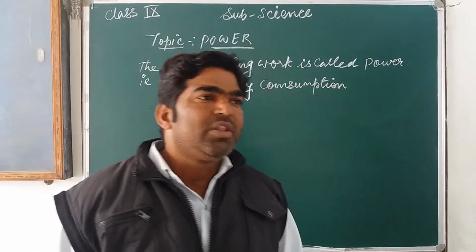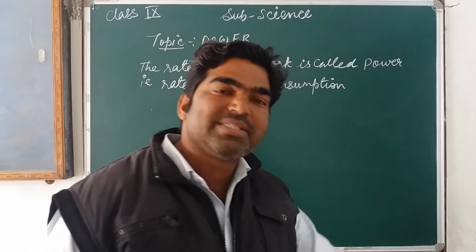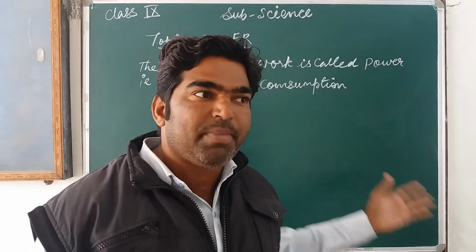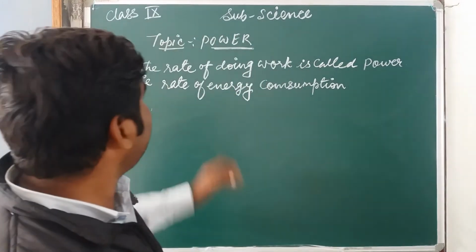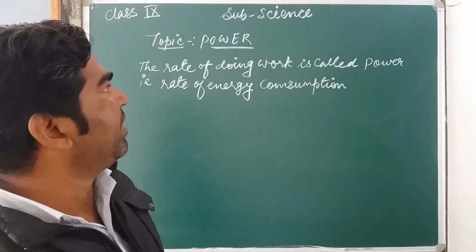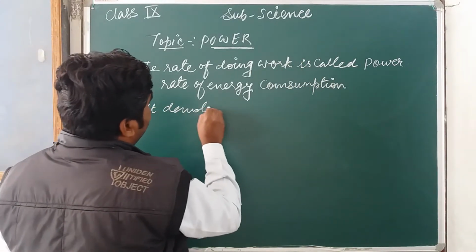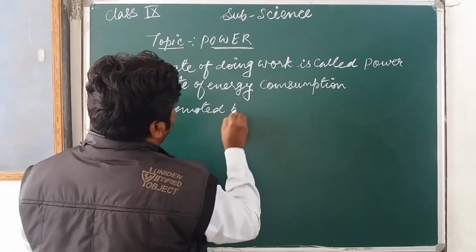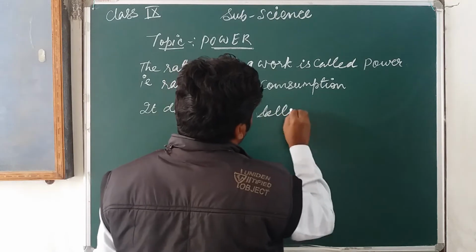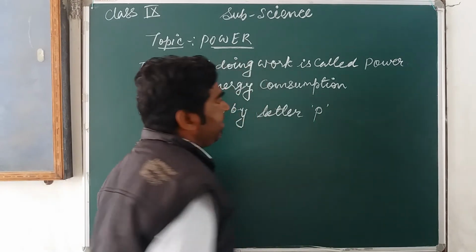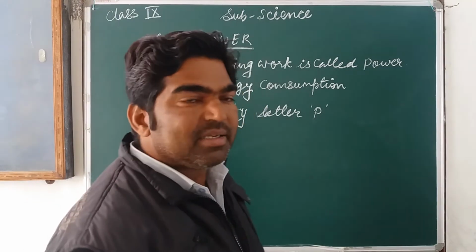All the persons or all the machines cannot do the work with the same efficiency or at the same rate. That depends upon its power. So generally, power is the rate of doing work, and it is denoted by the letter P.